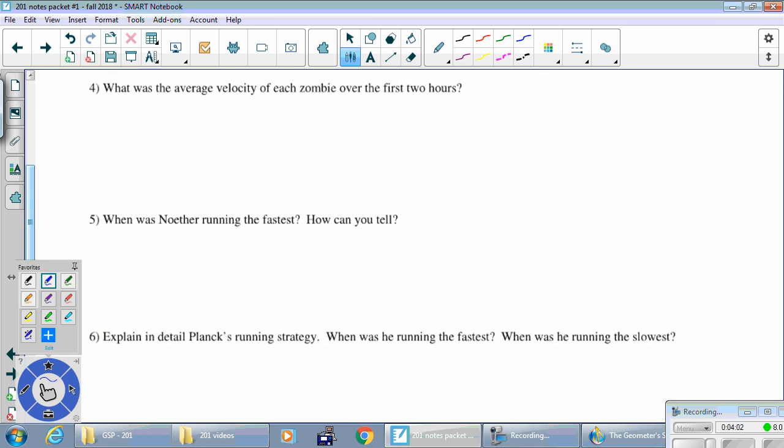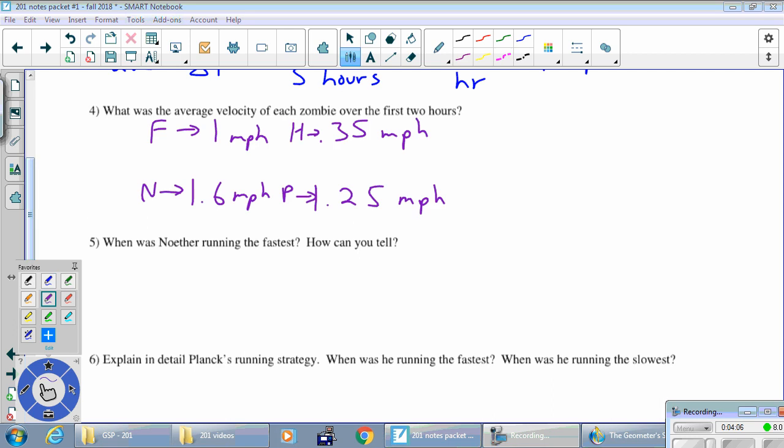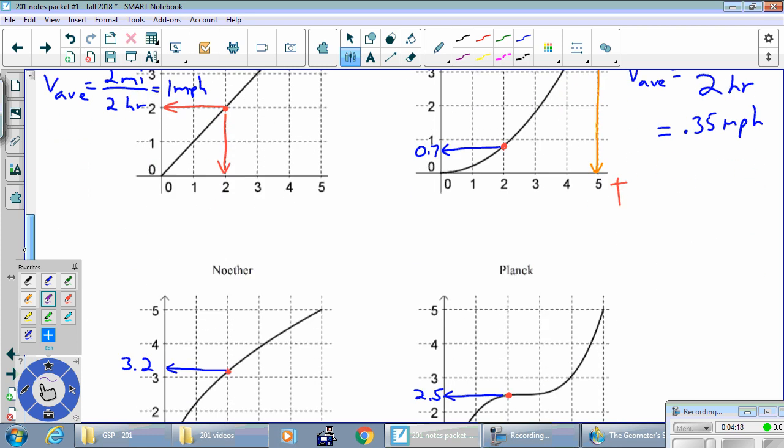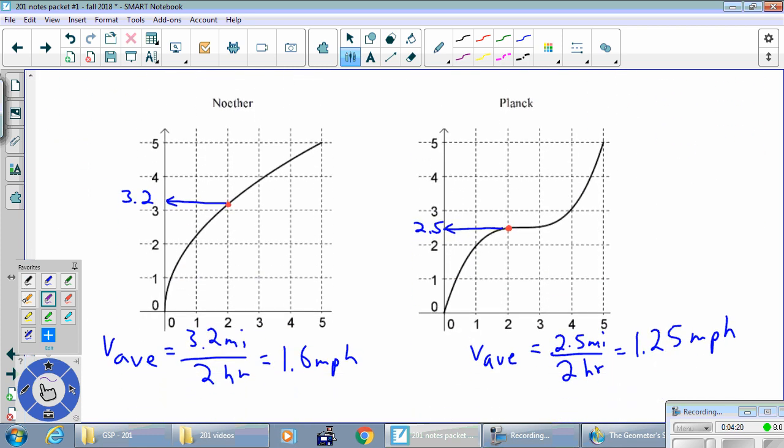Okay, so let's just fill in those answers here in number 4. Okay, so I've just copied our 4 calculations from the previous page. Moving on to number 5, when was Noether running the fastest? How can you tell? Okay, let's take a look at the graph for Noether. So that's this lower left. So when was she running the fastest?